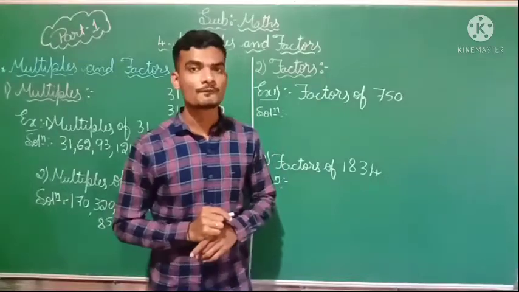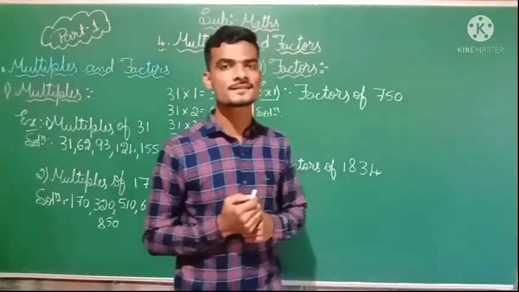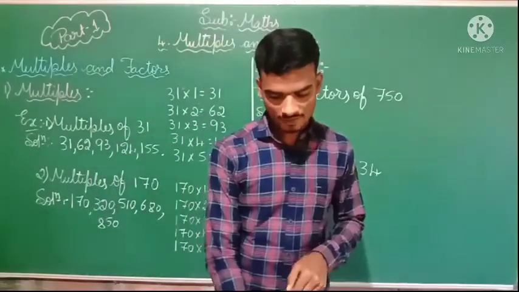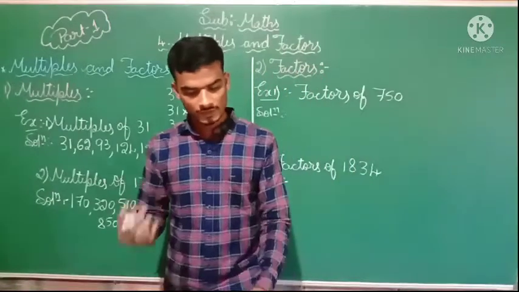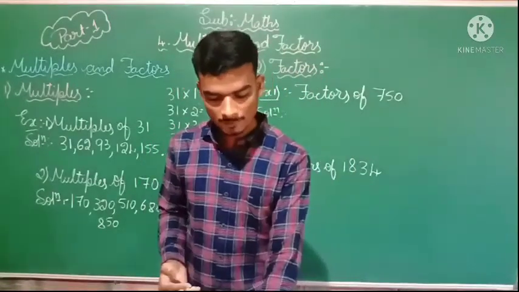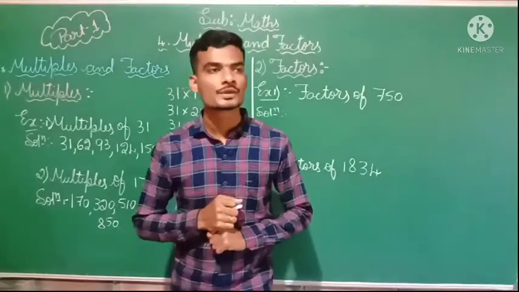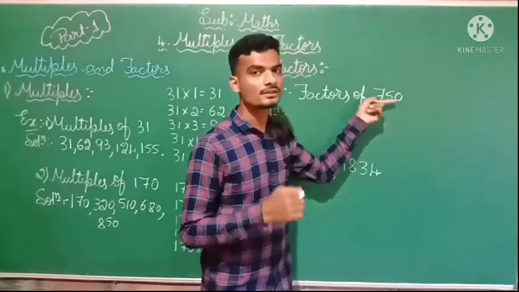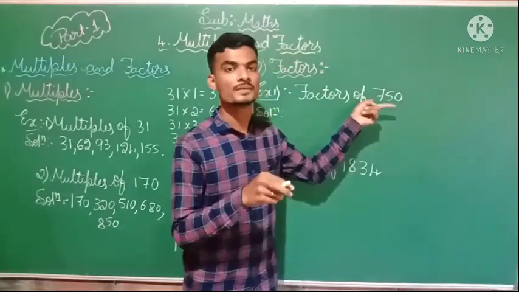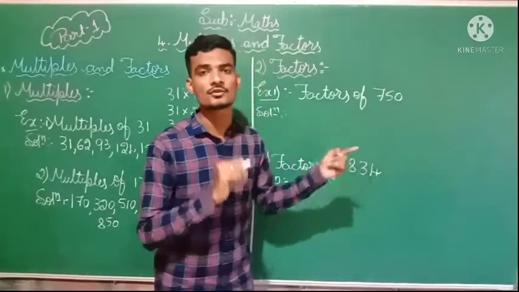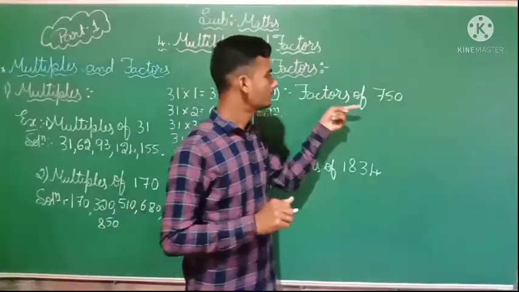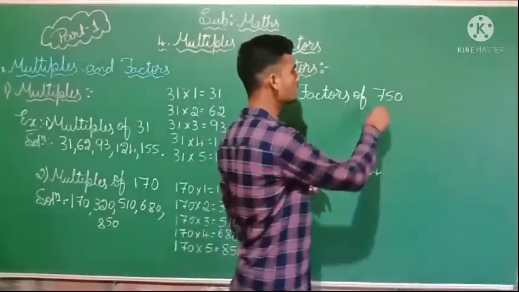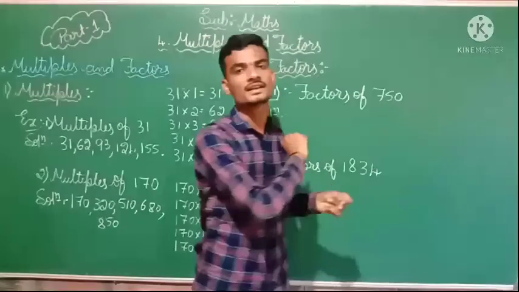Now we want to find the factors. How to find the factors? It is also very easy. See here, to find the factors we have to know that factors of a number divide the number completely. I have taken this number 750. This 750 should be divided completely, which means the remainder should come 0. If the remainder comes 0, then this number is divided completely.